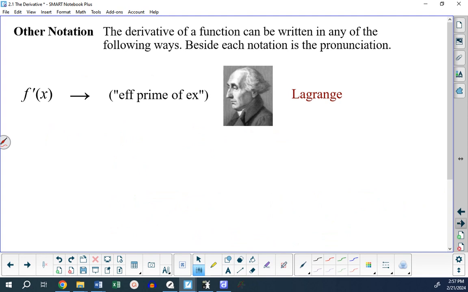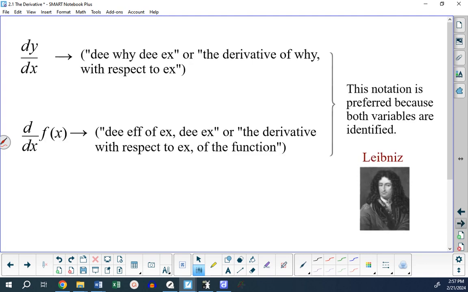Oh, I'll go through the notation. That's Lagrange. It's a good ZZ Top song, Lagrange. But that's by a fellow by the name of Lagrange. He came up with that. It's still used. It's a very nice notation. This is the one I like best, dy dx. So that dy over dx means dy dx. It's not a fraction, okay? It's not a fraction, because dx is an infinitely small value of x. It's a really hard thing to wrap your head around.